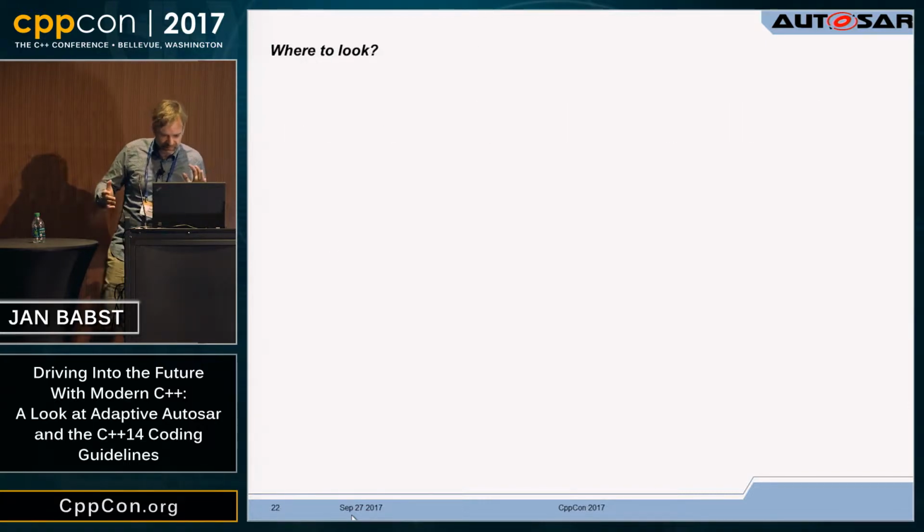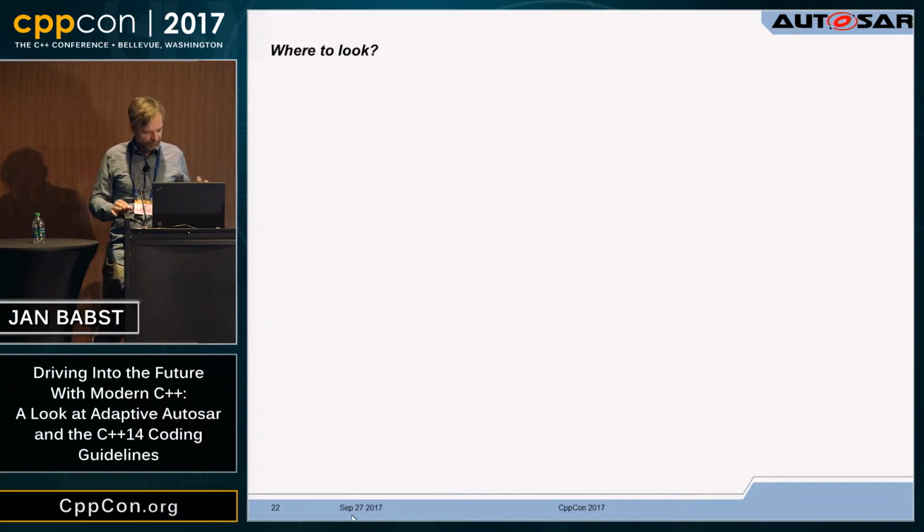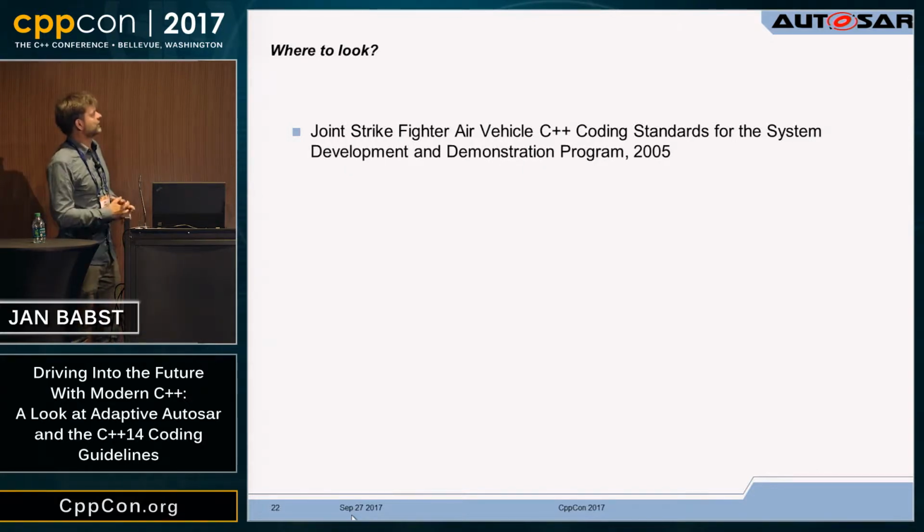Okay, so we need guidelines. So where do we look? We are in a specific industry, automotive, and we may have to adhere to some functional safety requirements. So let's look at the industry, what's there.